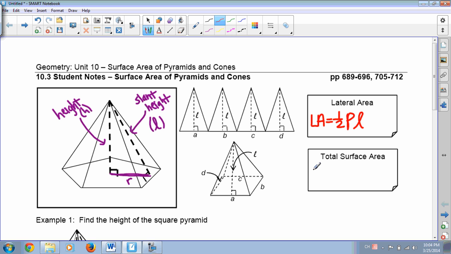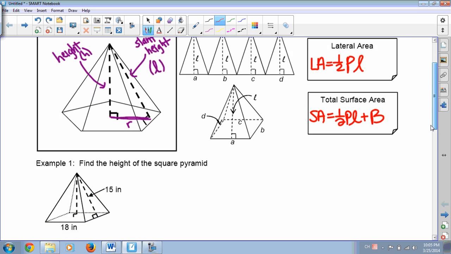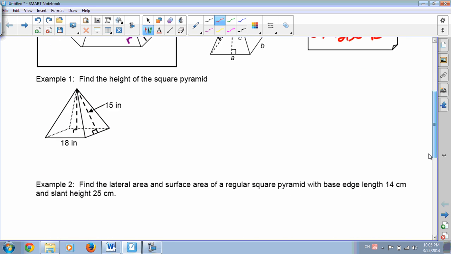So the total surface area would be 1/2 P times l, just like lateral area, but then you also have to add the area of the base. So all 4 of the shapes, 1, 2, 3, 4, would be the lateral area, and then plus the area of the base would be the total surface area. Okay, so let's go ahead and use these formulas.